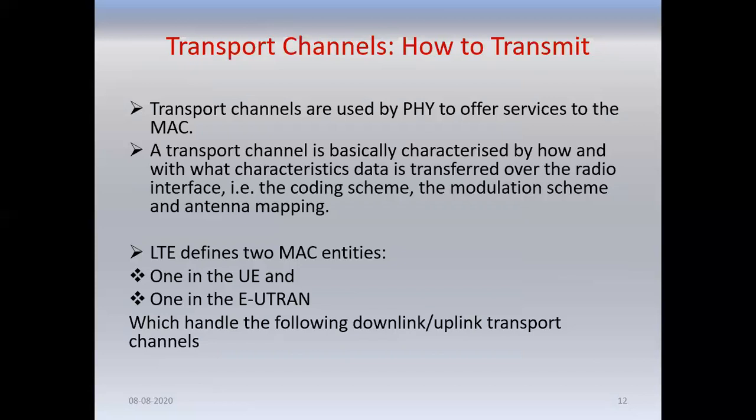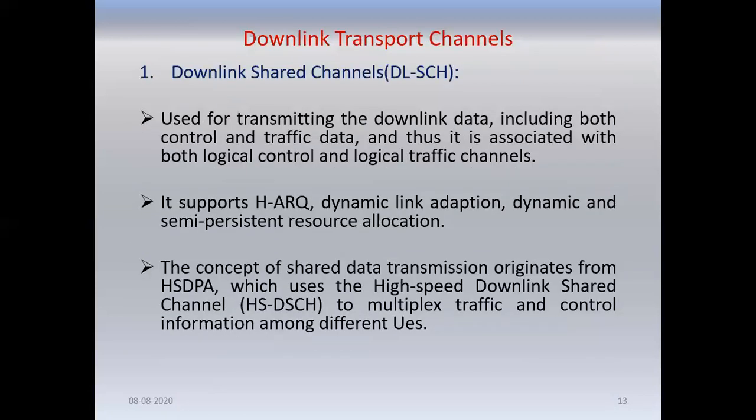It is also called eNode B in LTE mode. So, downlink transport channels. The downlink shared channel is the transport channel responsible for transmitting the downlink data, including both control as well as traffic data. And it is supporting HARQ, dynamic link adaptation, and dynamic and semi-persistent resource allocation. You can see these are direct activities related to phone calls or mobile phone calls.